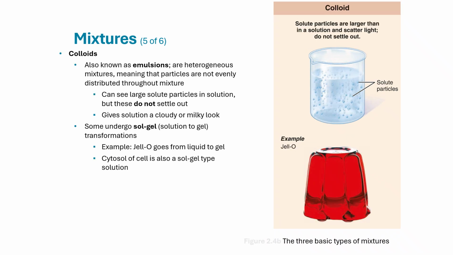Next one is a colloid, also known as an emulsion. These are heterogeneous mixtures, meaning that particles are not evenly distributed throughout the mixture. You can see large solute particles in the solution, but they don't settle out. So sometimes when you're stirring this, you'll see little specks, but it won't gather at the bottom. But it does give like a cloudy or a colorful or a milky look. Some undergo sol-gel transformation, from a solution to a gel, such as Jello. Goes from a liquid to a gel. And the cytosol of the cell is also a sol-gel type solution. So that is a colloid.